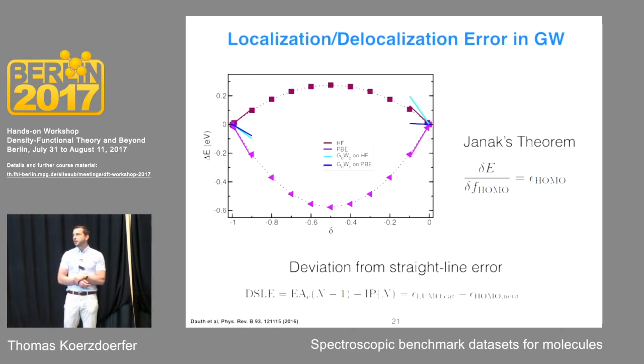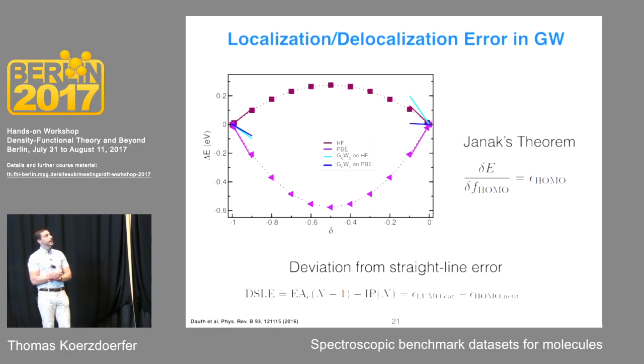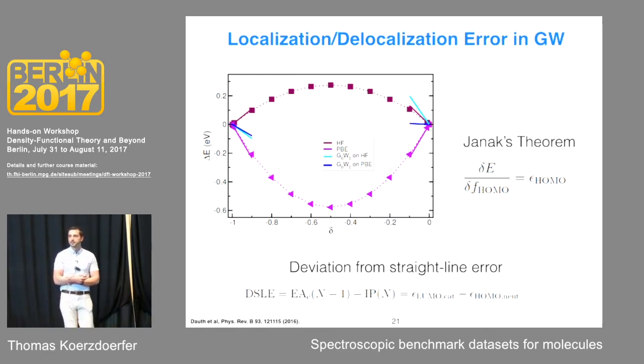Another way to look at what's going wrong with the non-self-consistent GW is, again, to talk about this straight line behavior. So you've seen these results already. The Hartree-Fock has this localization error. The PBE has the delocalization error, and you can connect it via Janak's theorem. So Janak's theorem tells us that the eigenvalues are the slopes of these lines. This is the neutral system. If you take the IP of the neutral system, this is the PBE eigenvalue, and this is the Hartree-Fock eigenvalue. If you take the LUMO eigenvalue of the cation, this is for PBE and this is for Hartree-Fock. So you see this is Janak's theorem tested.